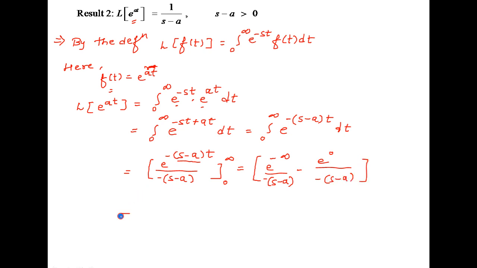And again e to the power minus infinity is what? 0, and here minus minus is going to be plus, and e to the power 0 is 1, so it is 1 upon s minus a. So what is our final answer here then? 1 upon s minus a. So you can see our standard result is what? Laplace of e to the power at we can write as 1 upon s minus a. That is how with the help of definition we can prove it. Okay. The next result we are going to see here is for sin at.